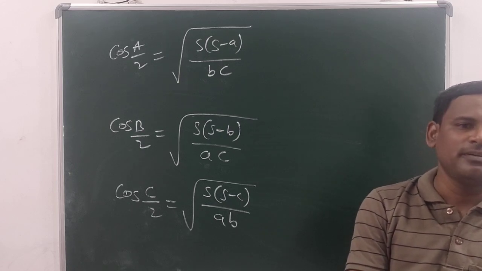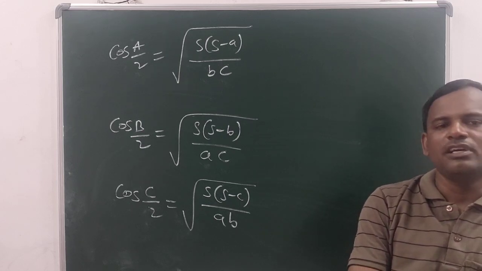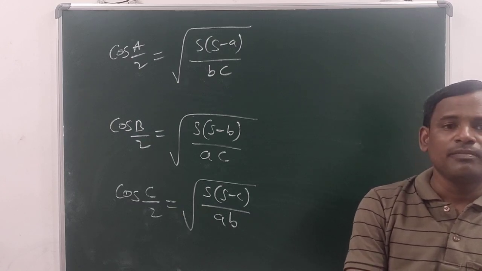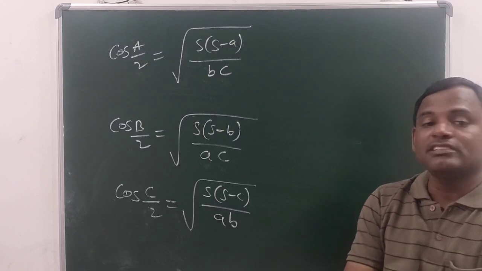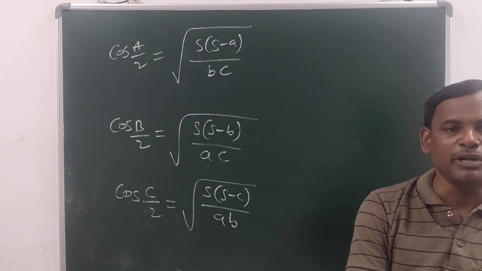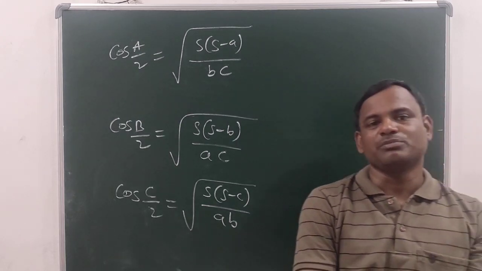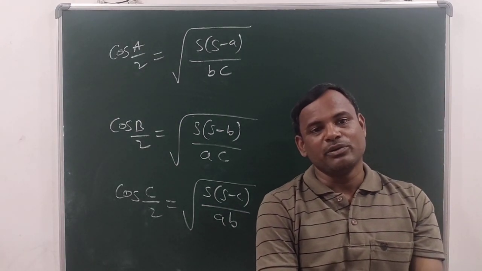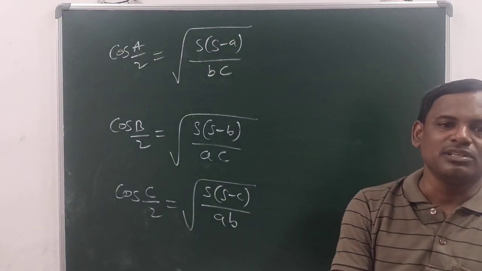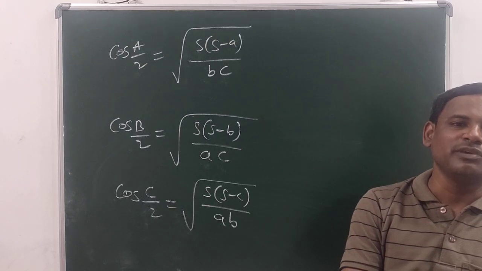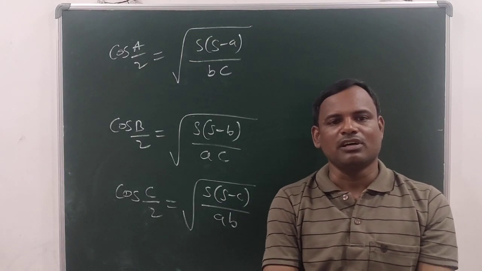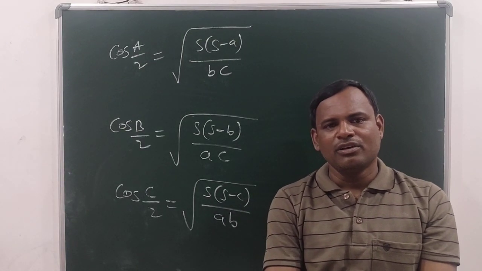So these are the 3 required cosine formulas for half angles of this triangle ABC. What are these 3? Half angles of cosine, you can say like this. Cos A by 2 is equal to square root of s into (s minus a) by bc. Cos B by 2 is equal to square root of s into (s minus b) by ac. Cos C by 2 is equal to square root of s into (s minus c) by ab. Okay, I hope you have understood these half angles of sine and cosine.